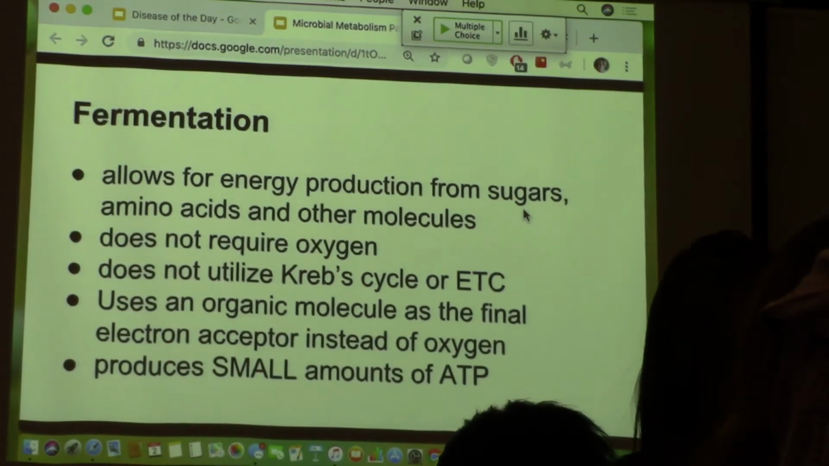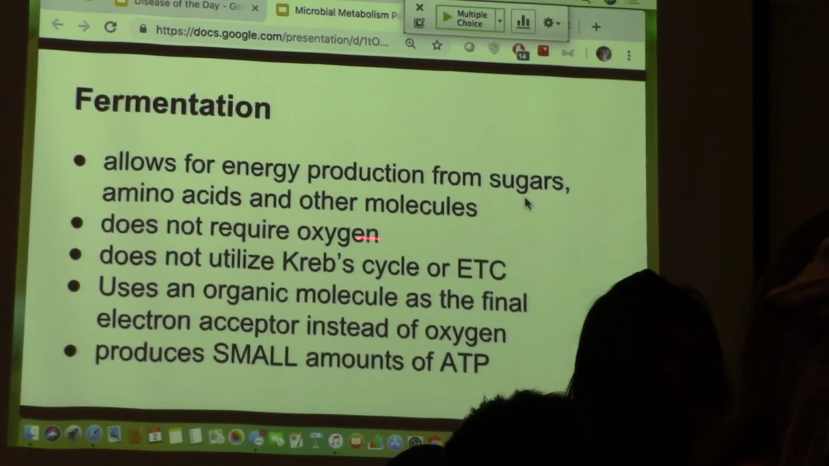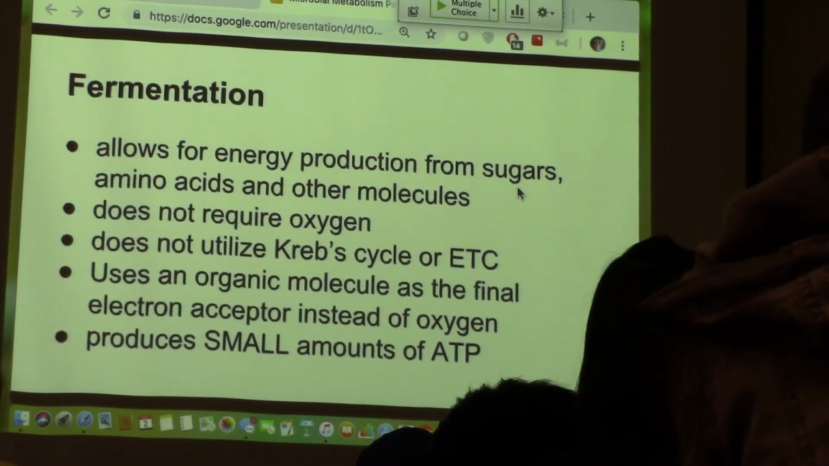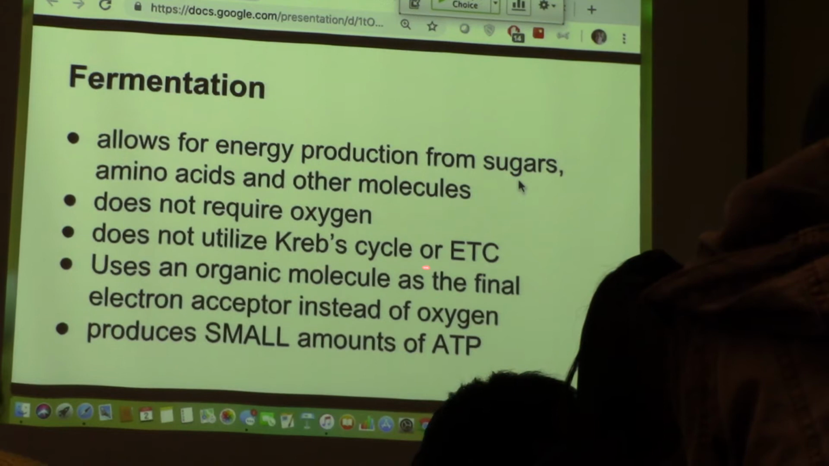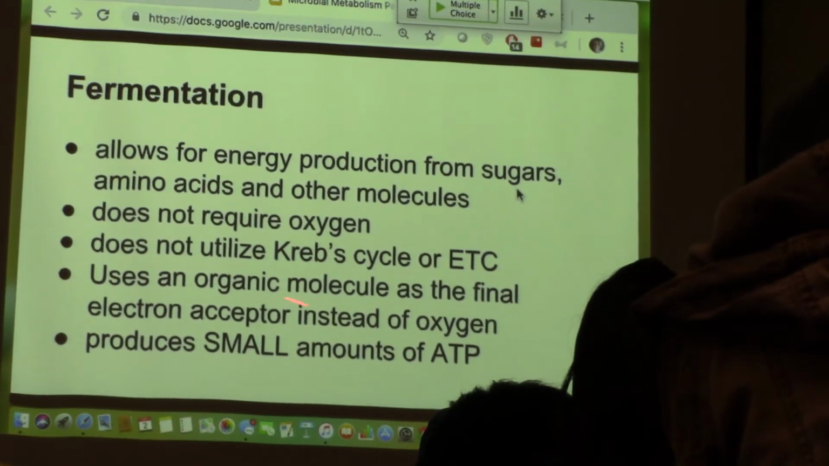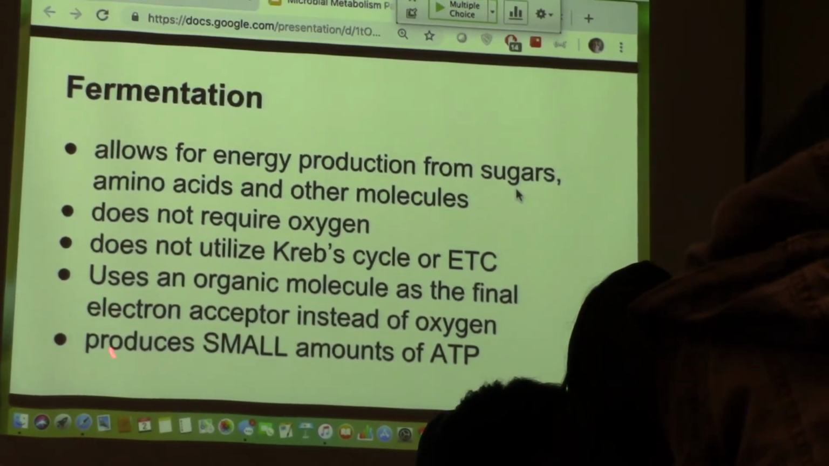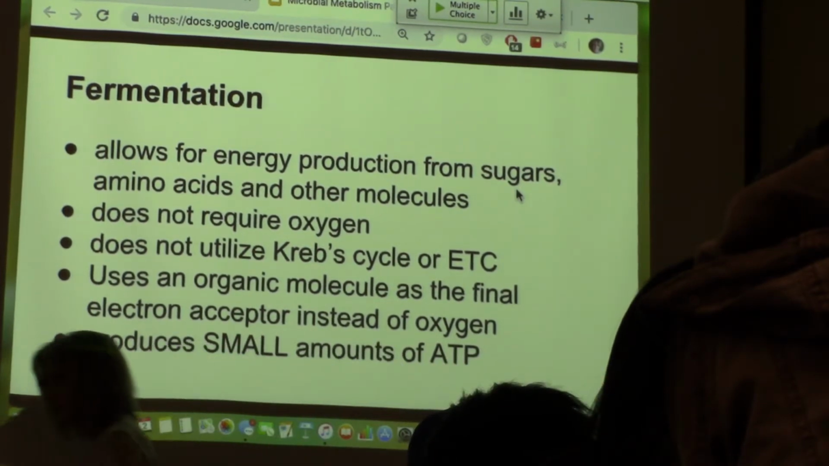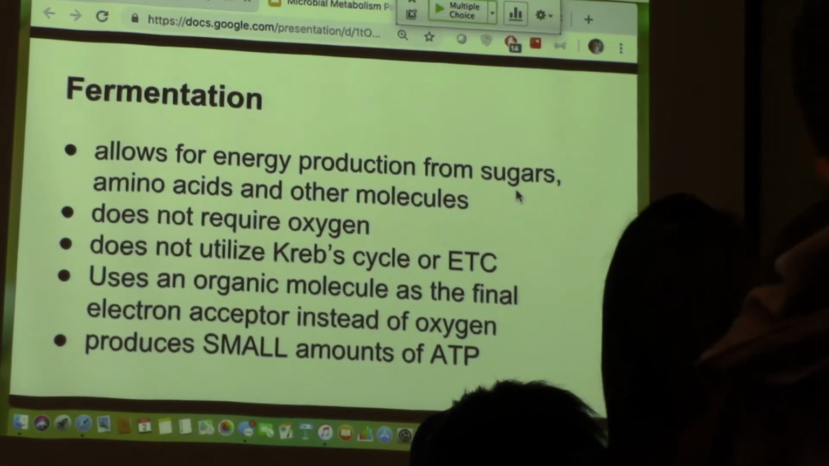It's got a really important job. All right, so fermentation allows us to produce energy without oxygen. You can use the same molecules. You don't use Krebs or electron transport chain. And instead of oxygen being the final electron acceptor, we're going to use an organic molecule instead. Remember I said it's fast, but it's not very efficient. So for a glucose molecule, you're only getting a little tiny bit of the energy out of it that's available. Do you undergo fermentation?